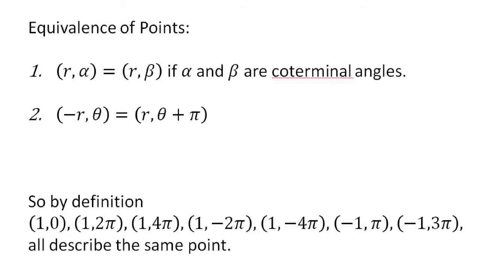Also, talking about equivalent points, keep in mind that these two coordinates, a radius and angle alpha, are equal to the same radius with a different angle beta if they're coterminal angles. That means they're going to start and stop in the same place. And the same is true with these. Now, we're not going to work a tremendous amount with these. It's just a fact that's stated there.